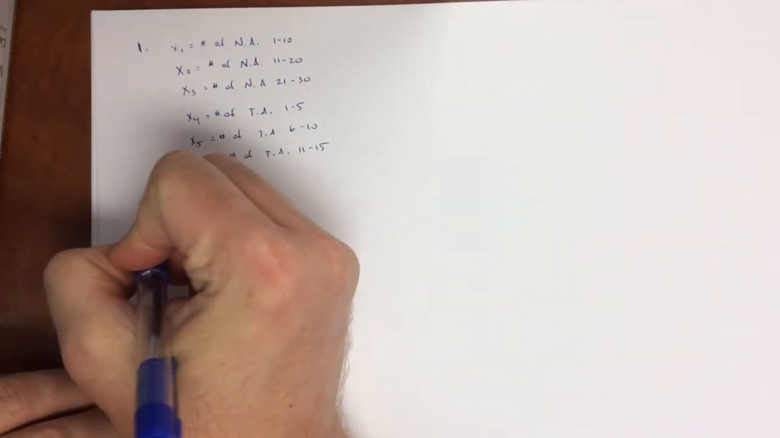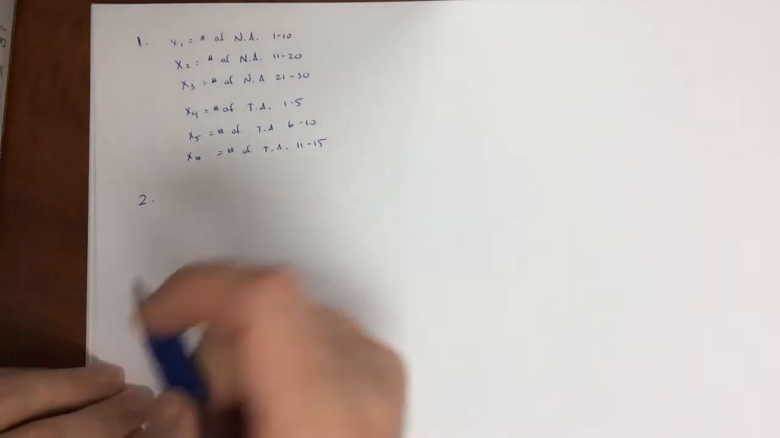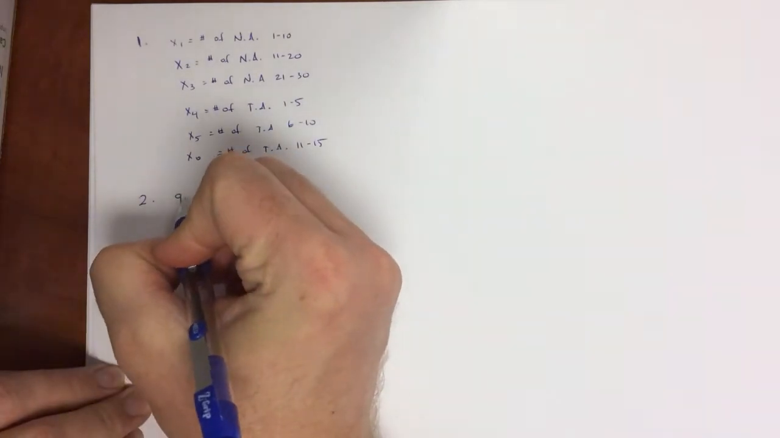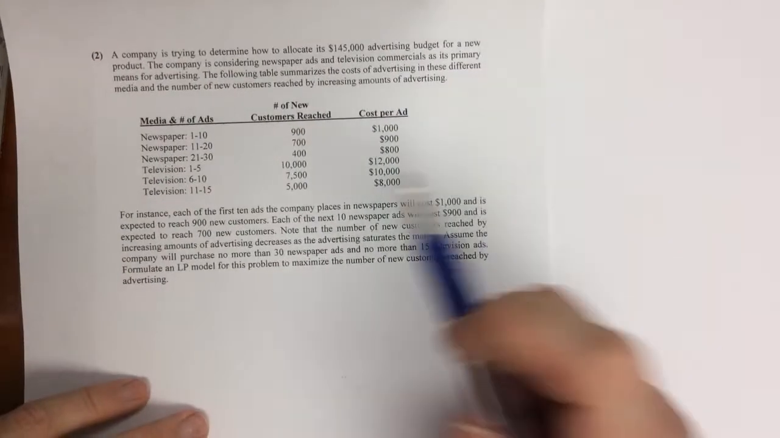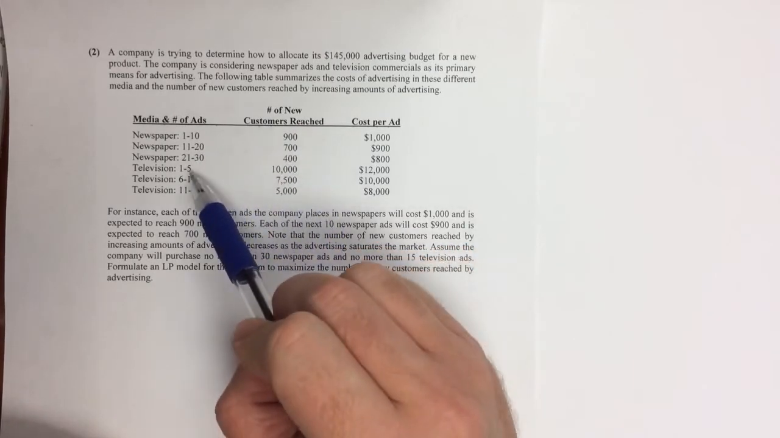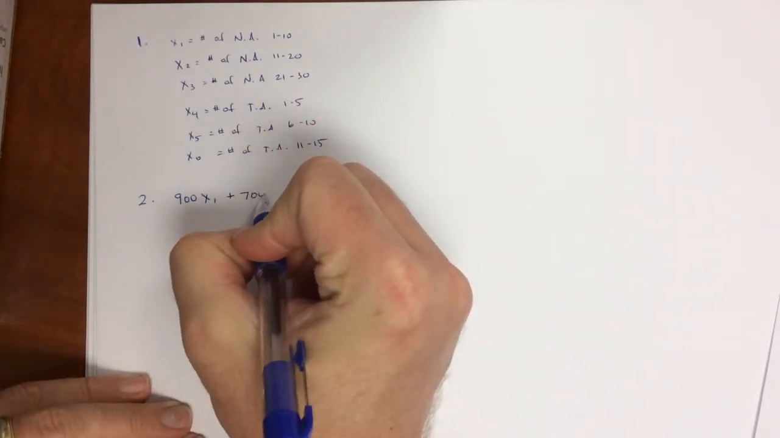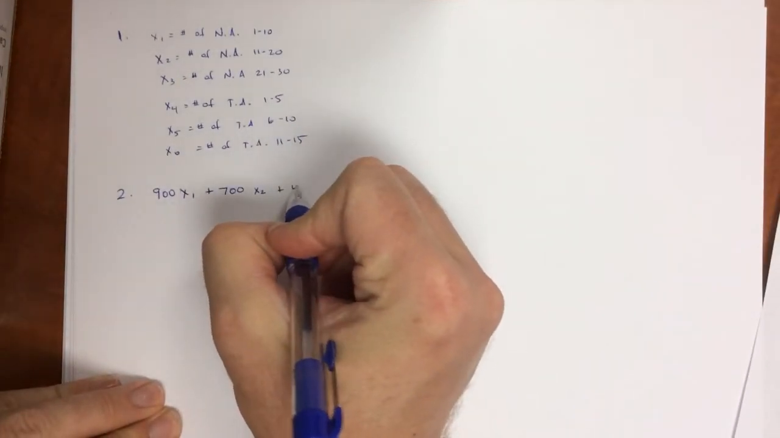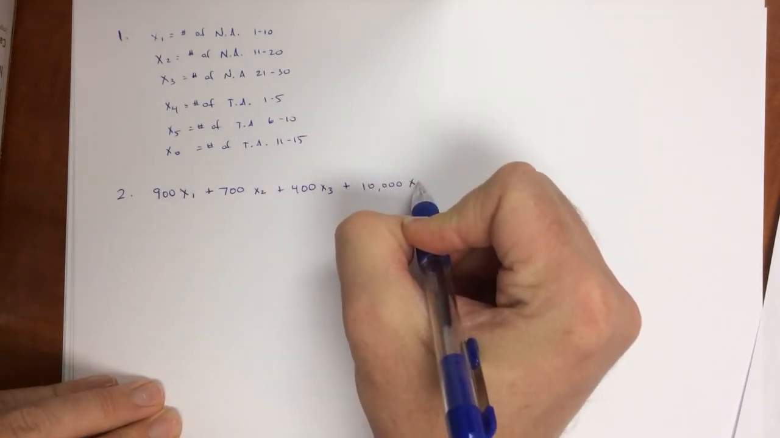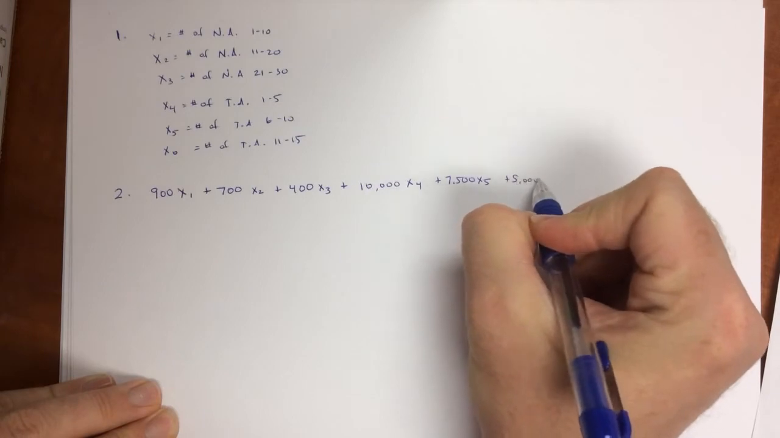Now, step 2. What is our objective function? Well, we want to reach the maximum number of new customers. If we put newspaper ads 1 through 10, that's x1, then for each of those ads we'll get 900 new customers, because that is from this column here. So we multiply x1 times 900, x2 times 700, x3 times 400, x4 times 10,000, and so on. So 900 x1 plus 700 x2 plus 400 x3 plus 10,000 x4 plus 7,500 x5 plus 5,000 x6.